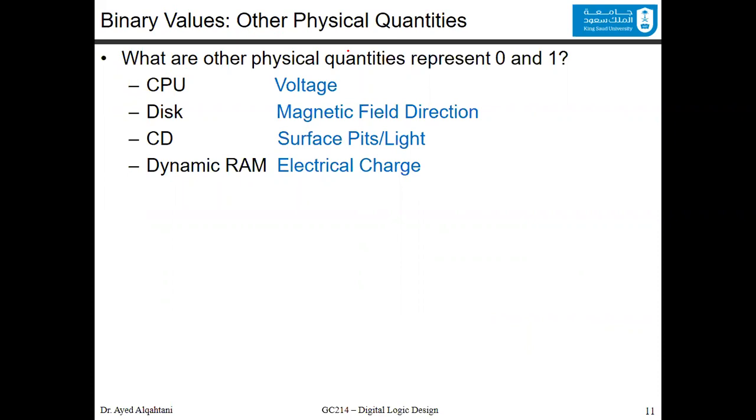There are other physical quantities other than 0 and 1. We mentioned some of them in the previous slide. The CPU depends on the voltage. The disk depends on the magnetic field. The CD depends on the surface bits, and it's affected by light. And the dynamic RAM, the dynamic type of the RAM, depends on the electric charge stored in a capacitance.